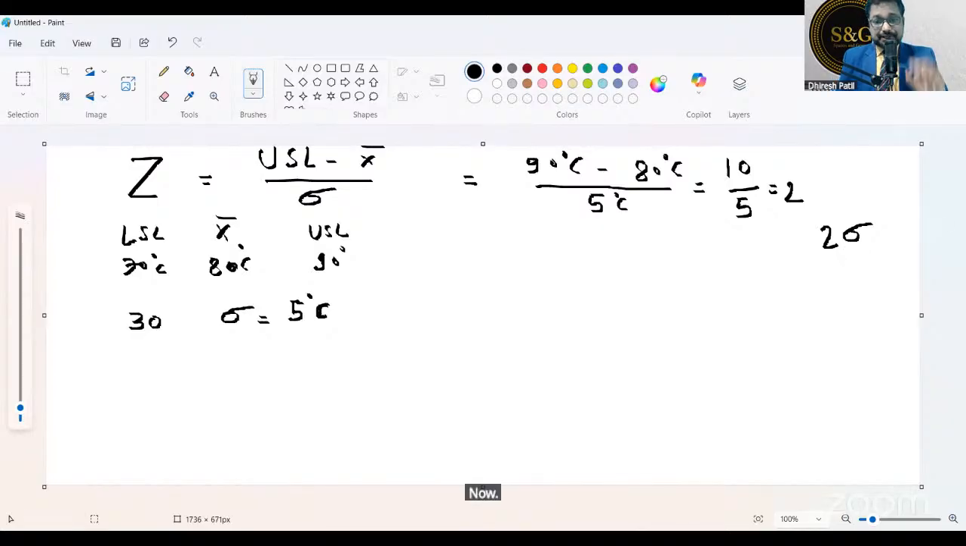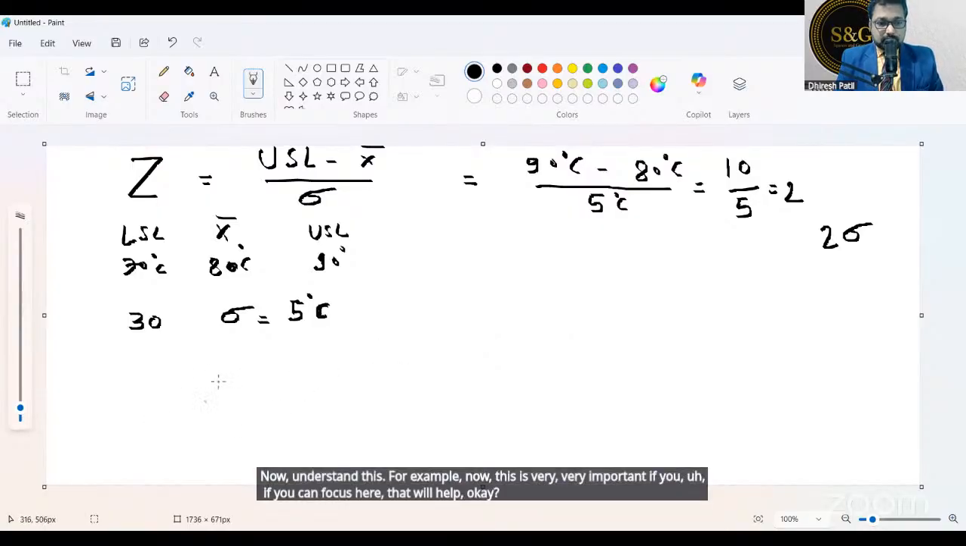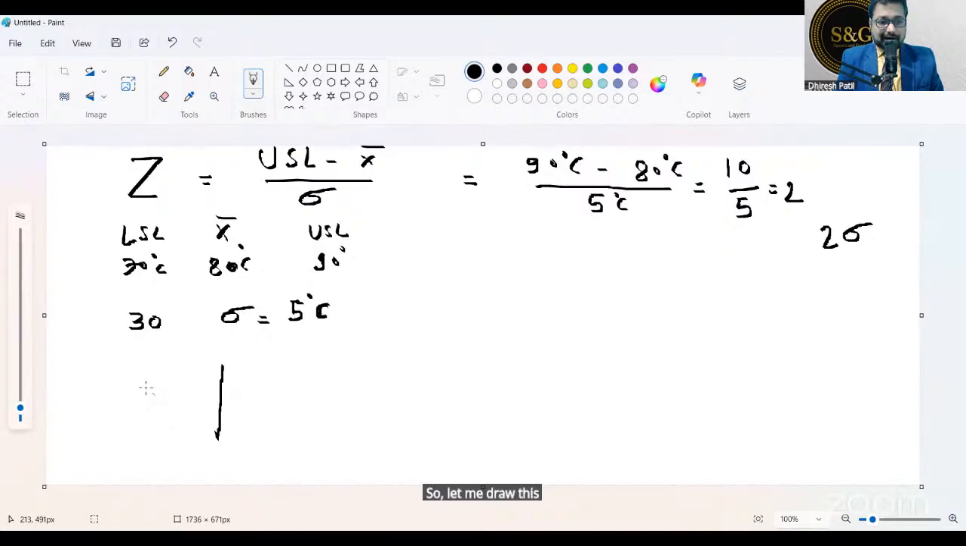Now understand this. For example, now this is very, very important. If you can focus here, that will help. Okay. So let me draw this on a graph here.